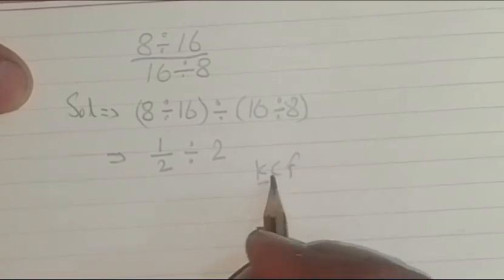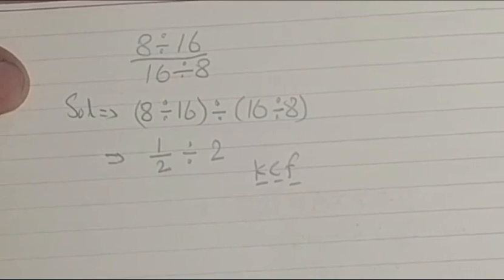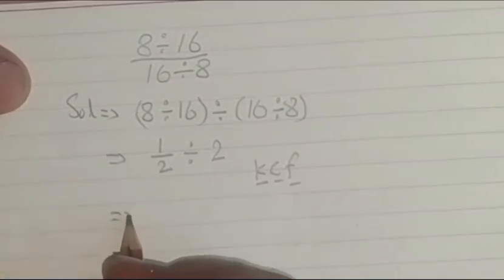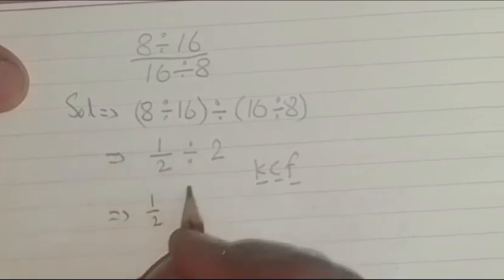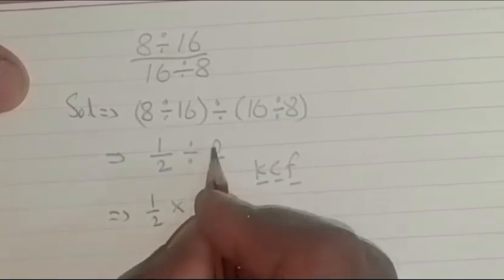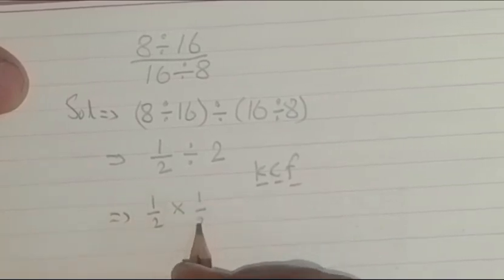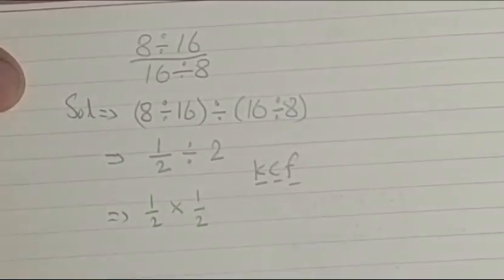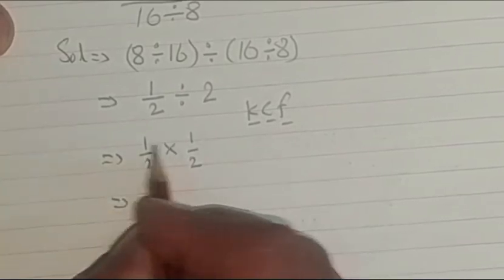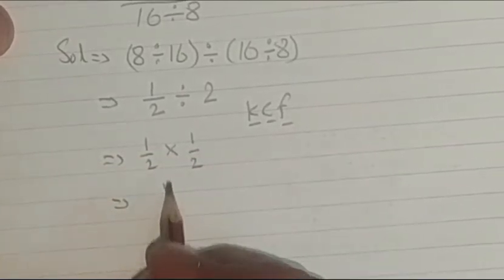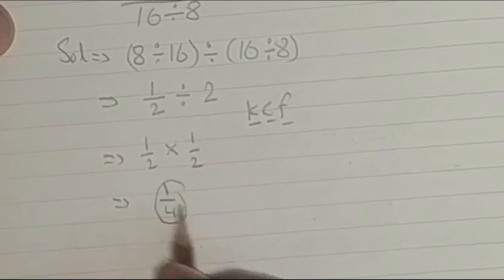K means keep the first fraction, C means change division to multiplication, and F means flip the second fraction. So keep the first fraction 1 over 2, change division to multiplication, and flip the second fraction, so they give us 1 over 2. Now multiply: 1 times 1 they give us 1, and 2 times 2 they give us 4. So the final answer is 1 over 4.